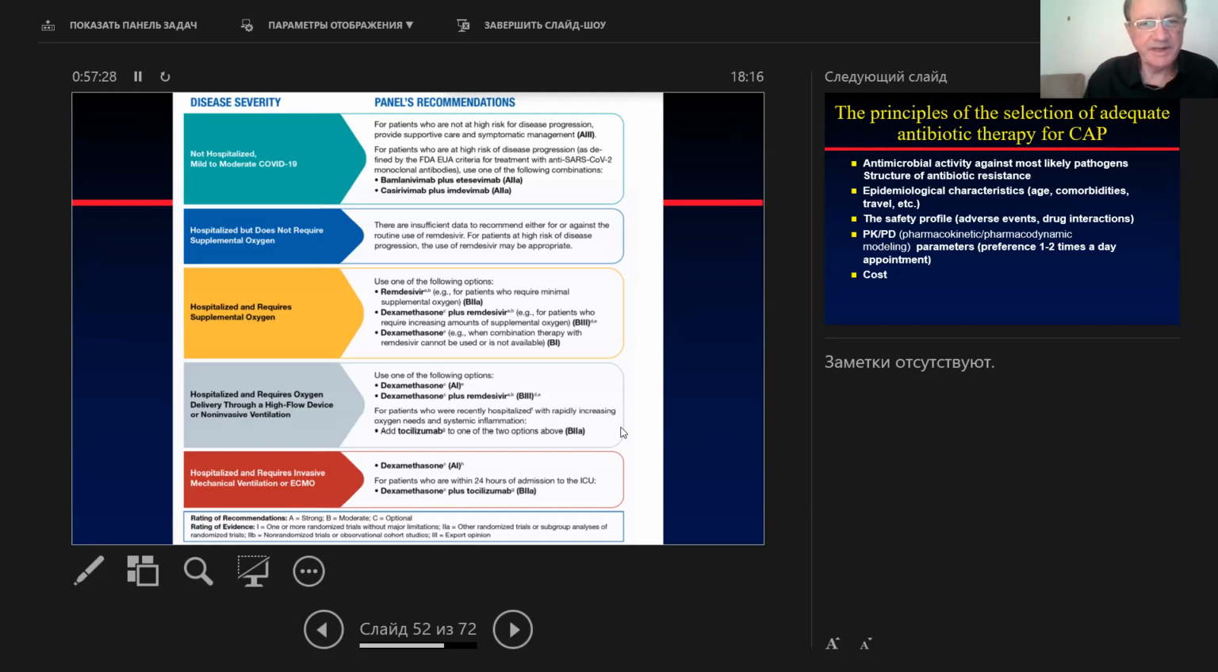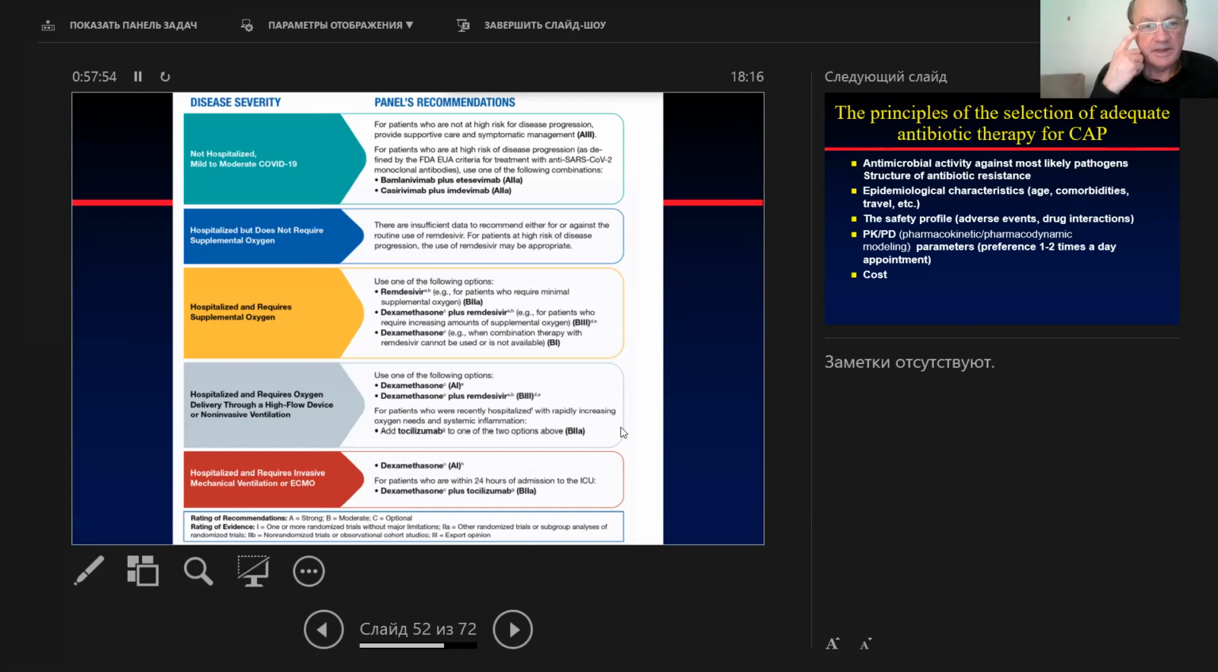The second combination recommended by this institution is casirivimab plus imdevimab. It's a monoclonal antibody against the spike protein of the SARS-CoV-2 virus.